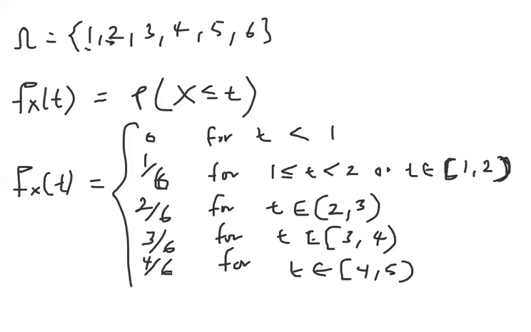Then you go to the next one, for t belonging to 5 and then 6, with 6 not inclusive. It's also going to give you, when you add up, the probability that x is less than or equal to 5. That will give you the probability of 1 plus 2 plus 3 plus 4 plus 5. That gives you 5 over 6, right?